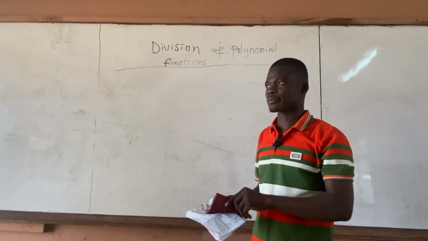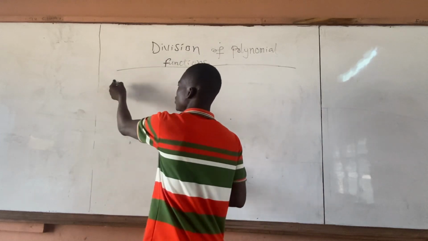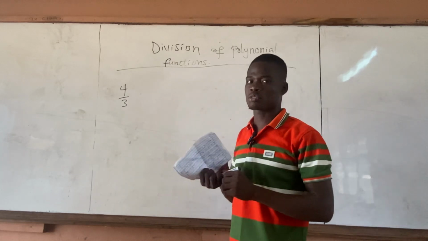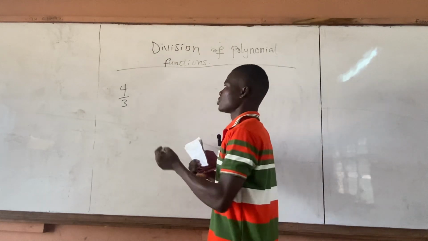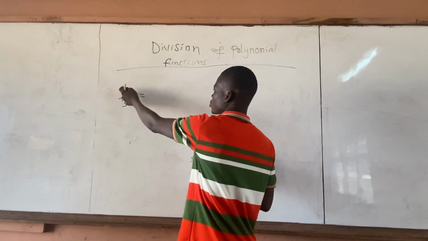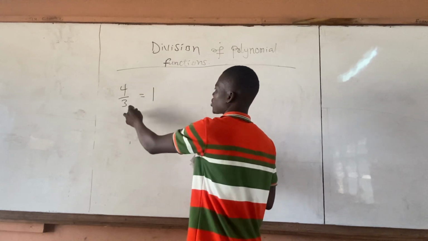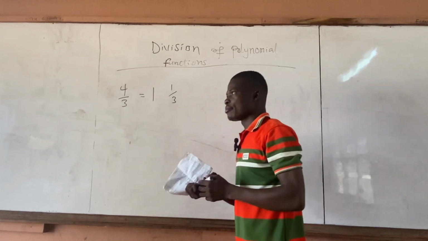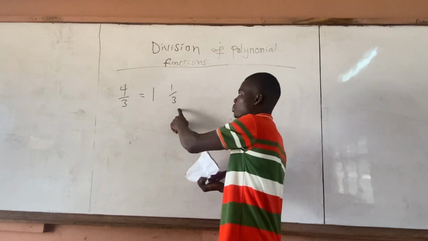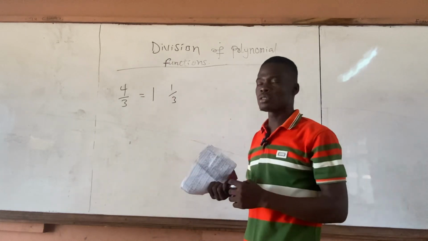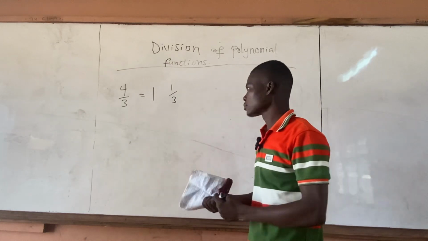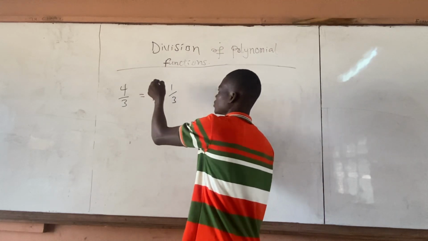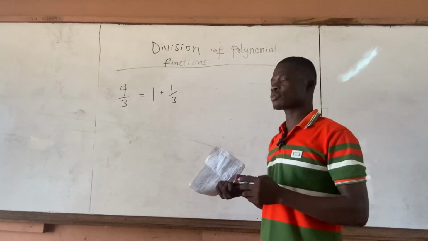So back to basics. Let's go back to basics. Suppose we have 4 and 3 to divide, or to change to a mixed fraction. You are going to get 3 goes into 4, you see 1. The remainder is 1 over 3. Meaning, when you multiply 3 by 1 and add 1, then you get 4 over 3 back.